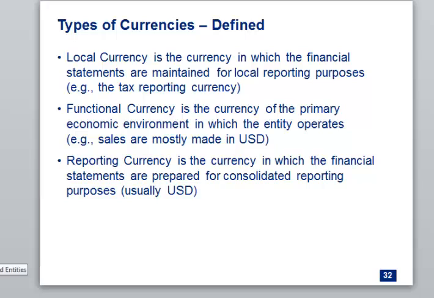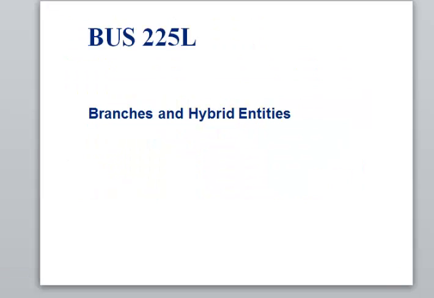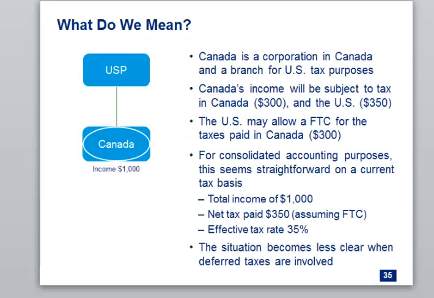Okay, last section, and then we'll freelance a little bit. Branches and hybrid entities. So I'm going to cover this in like 5 minutes. Okay, so let's say this is our fact pattern. U.S. parent owns a Canadian branch, makes $1,000. In Canada, the tax rate's 30%, the U.S. tax rate's 35%.